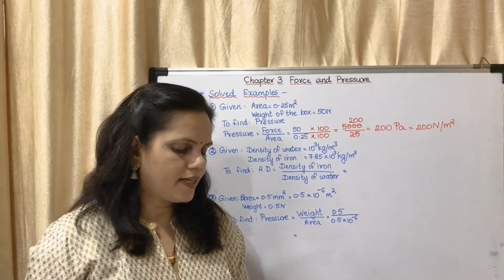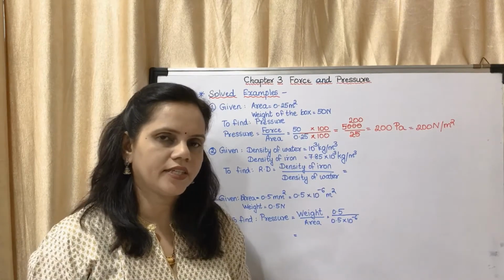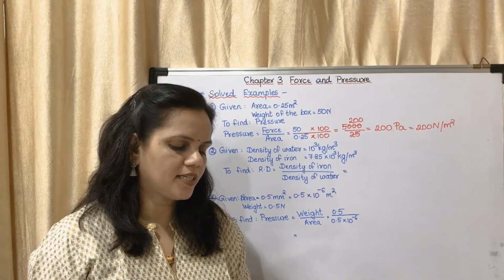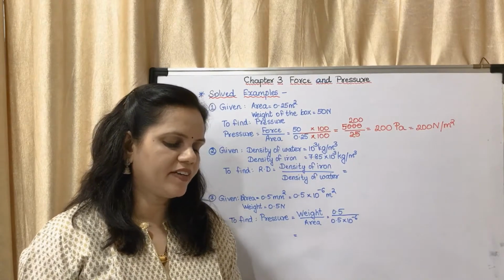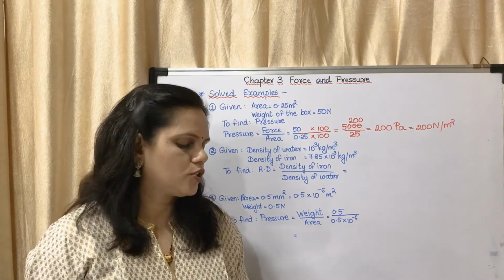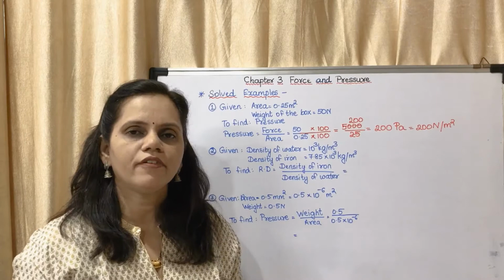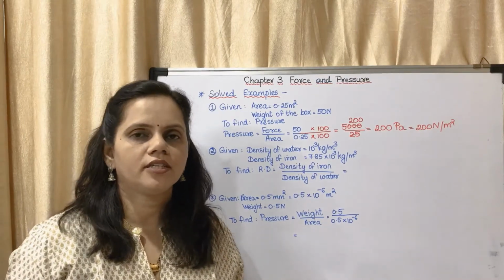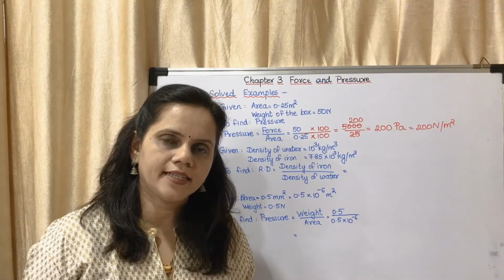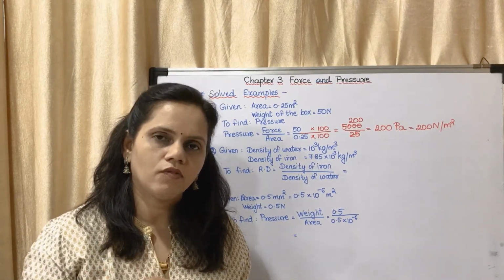Calculate the relative density of iron if the density of water is 10 raised to 3 kg per meter cube and the density of iron is 7.85 into 10 raised to 3 kg per meter cube. So they have given the density of water and density of iron. You have to find out the relative density. What is the equation to find out relative density? It is density of substance upon density of water.